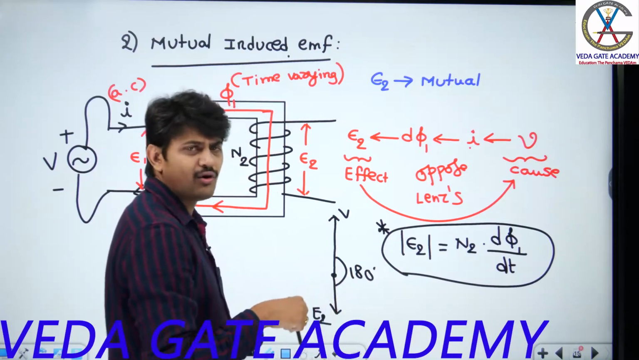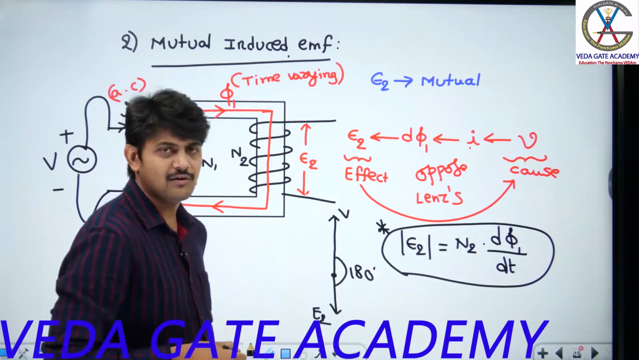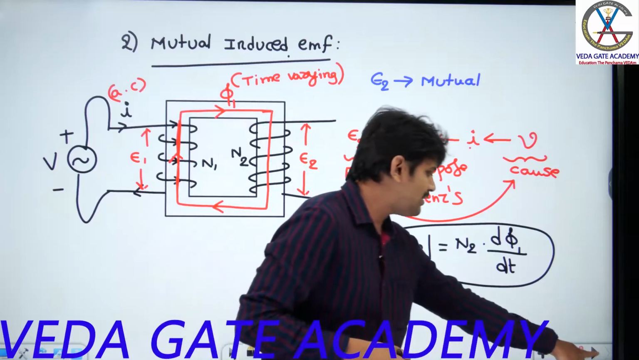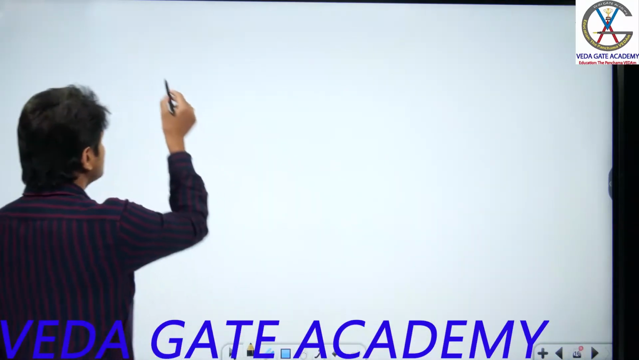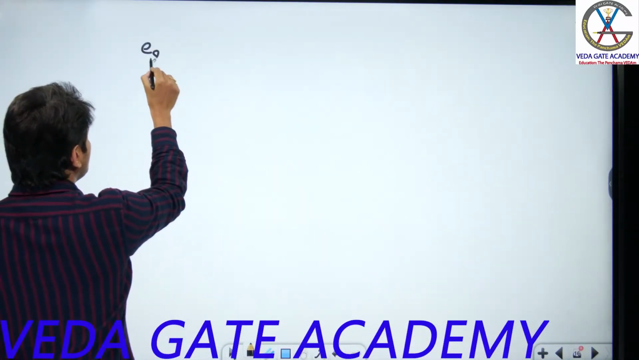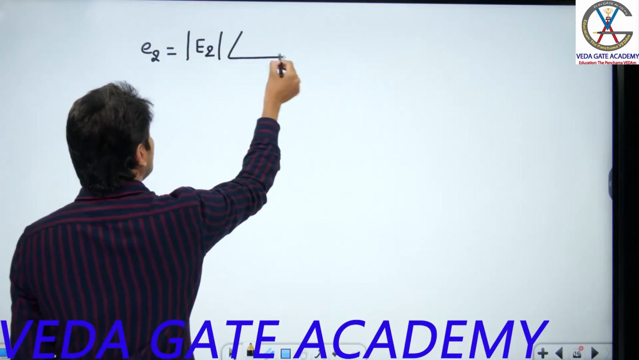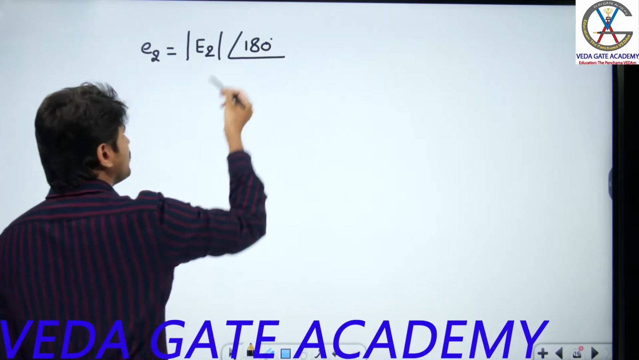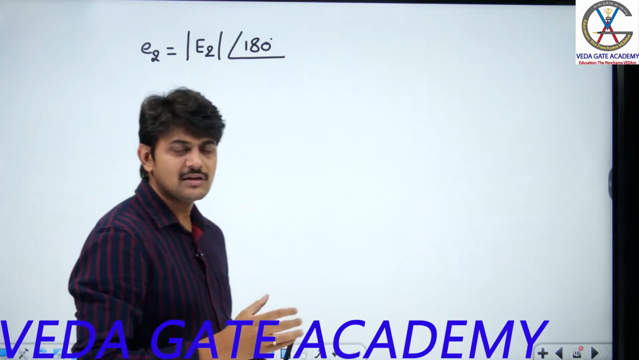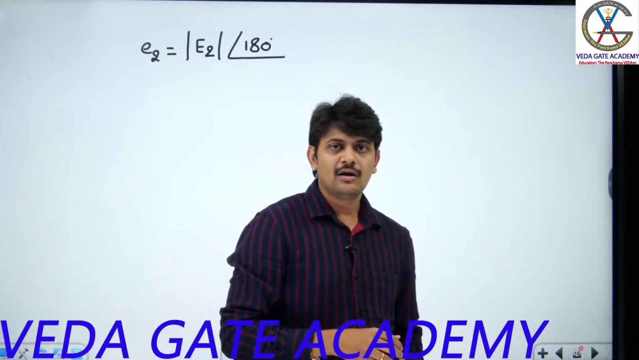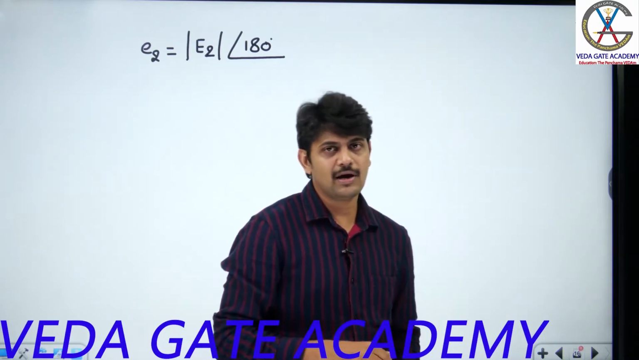Right? Now if I want to indicate even the polarity of this E2, I will use Lenz's law. So according to Lenz's law, the value of induced EMF E2 will be equal to the magnitude of mutual induced EMF at an angle 180. This angle 180 represents what? The angle 180 represents the phase angle difference between induced EMF E2 and applied voltage.